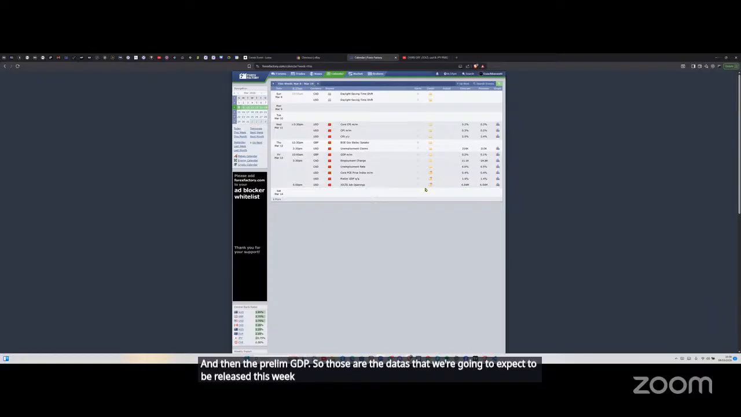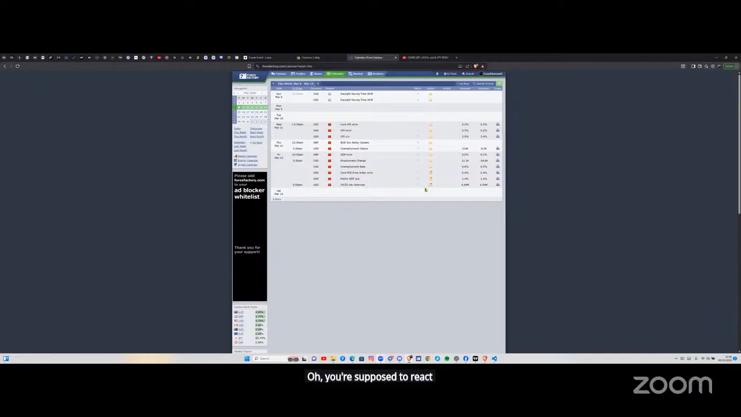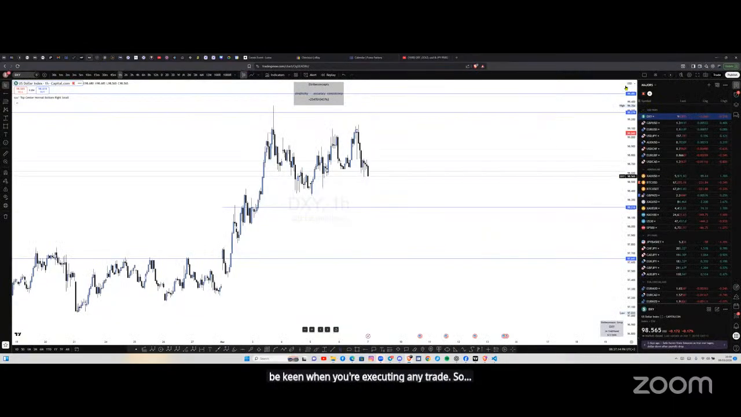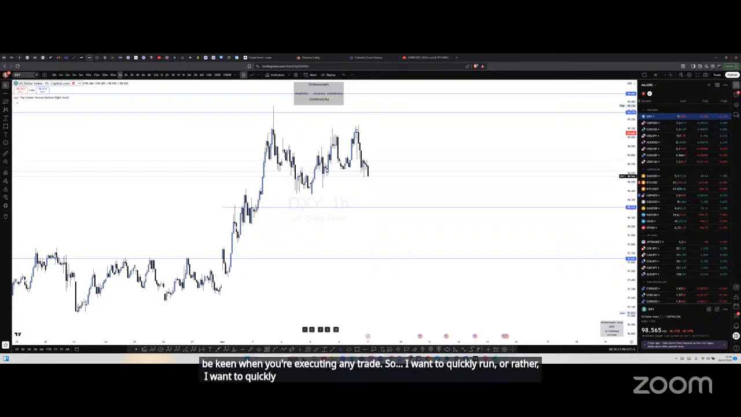So at your own free time, go and get to understand what all this data means. What is their impact whenever they are released? How are you supposed to react? If you're trading any pair that has got whatever I've mentioned right now, be keen when you're executing any trade.